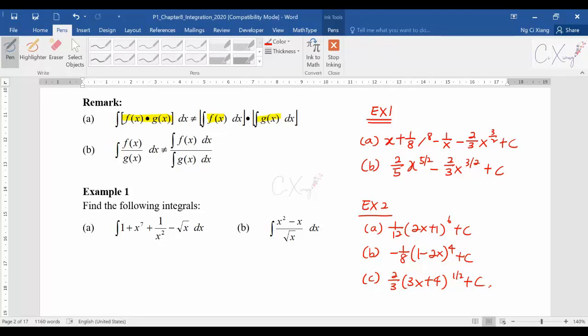Alright, so please complete example 1 and 2 yourself and then double check with the final answer here. Make sure you know how to apply all the basic rules, and then for the next video we are going to discuss how we use integration to solve problems. Alright, so that's all for this video for today.